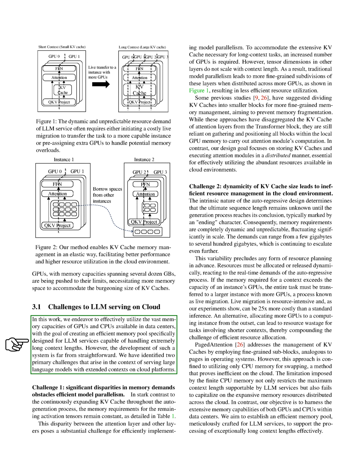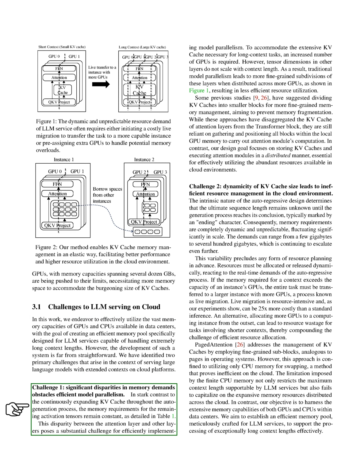We've identified two main challenges when it comes to serving large language models with extended contexts on cloud platforms. The first challenge is the significant differences in memory demands, which hinder efficient model parallelism. Unlike the continuously expanding KV cache during the auto-generation process, the memory requirements for the remaining activation tensors stay the same. This difference between the attention layer and other layers presents a significant challenge for efficiently implementing model parallelism.